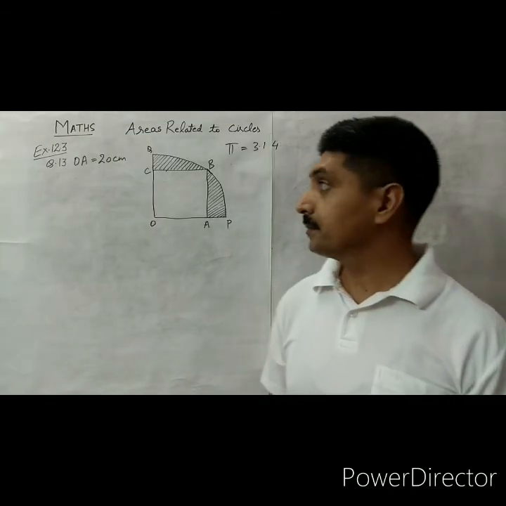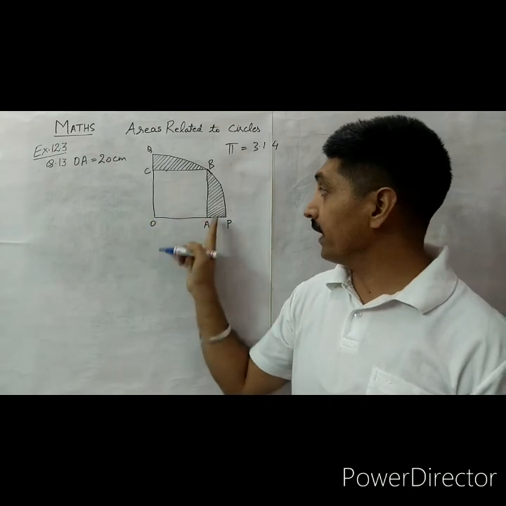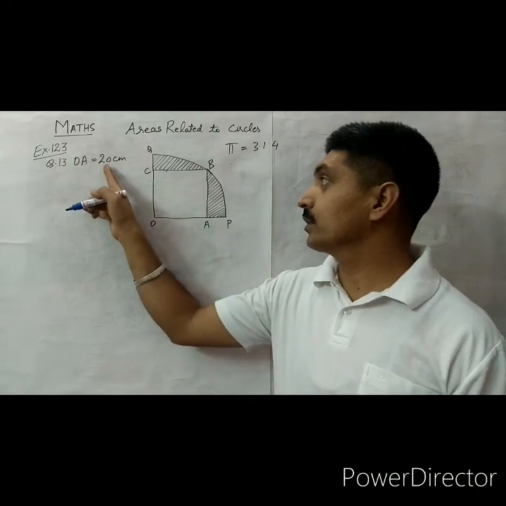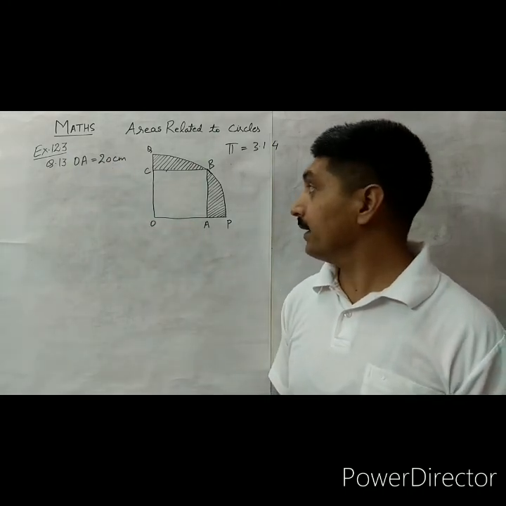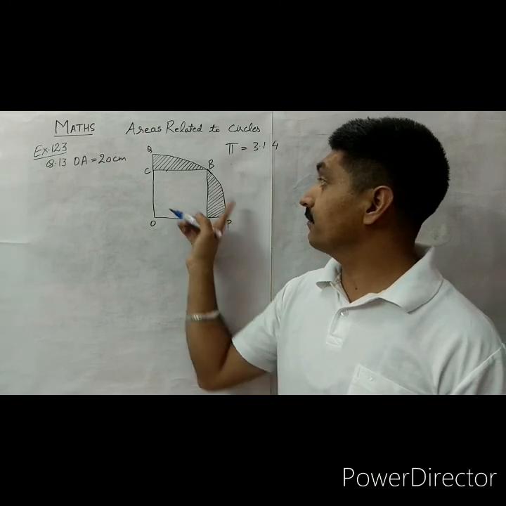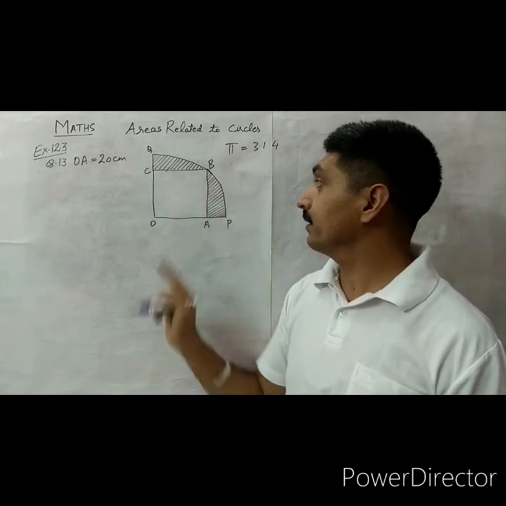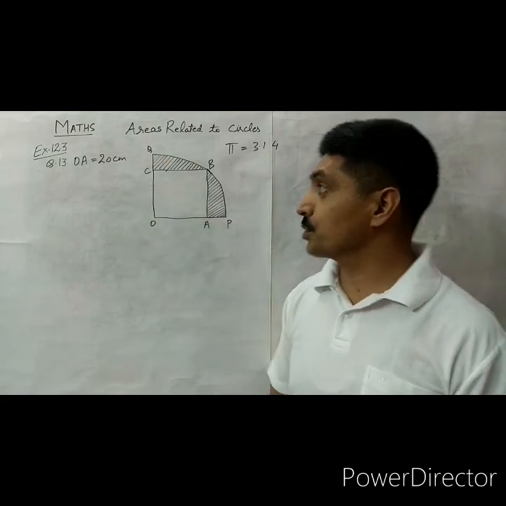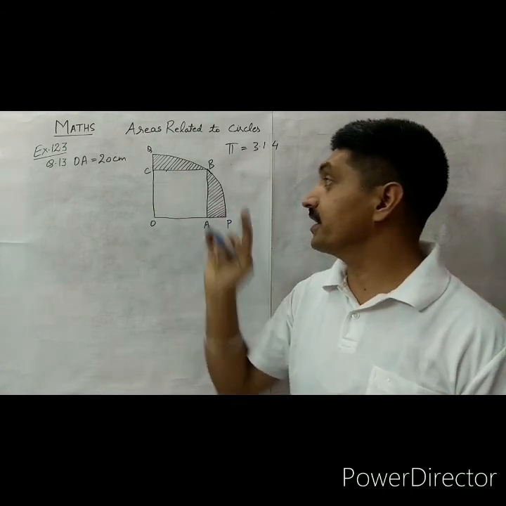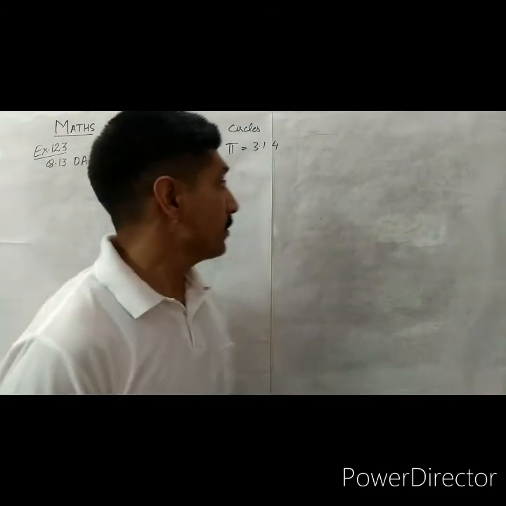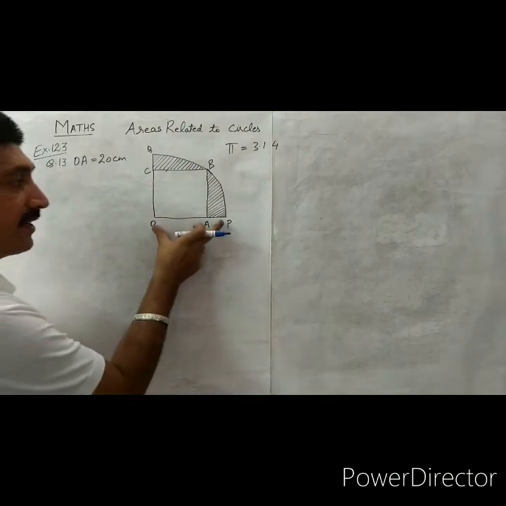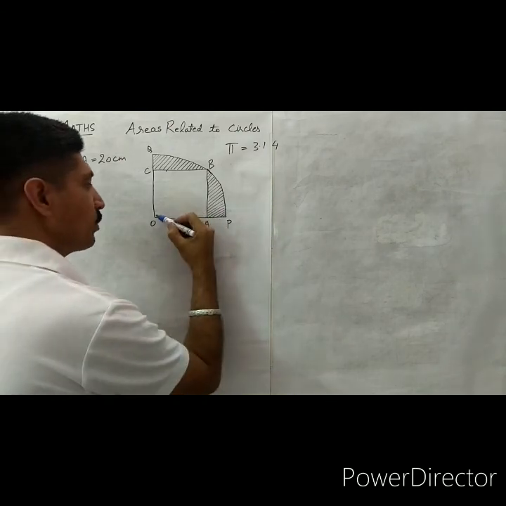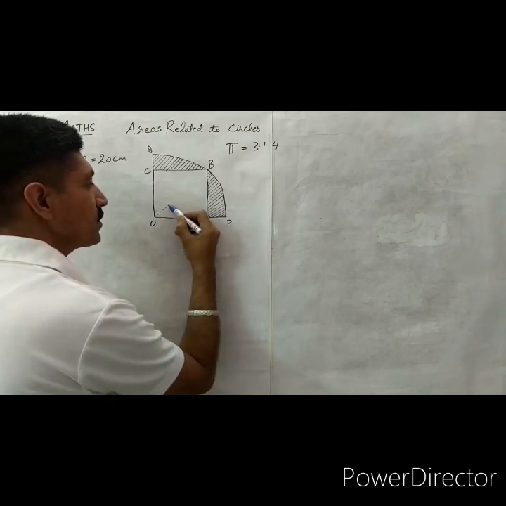Question number 13. Here OABC is a square with the side OA equal to 20 centimeter, and here we have given one quadrant with OQ as a radius, and in this question number 13 we have to find this shaded area. So here first of all we have to find the radius of this quadrant. The radius of this quadrant is equal to the diagonal of this square.